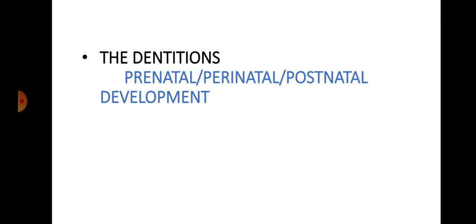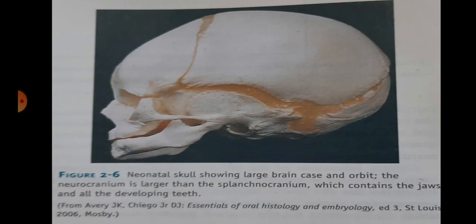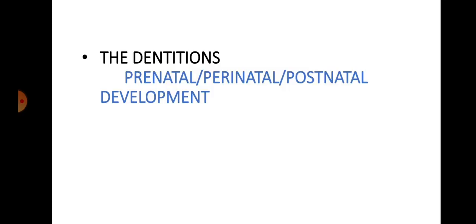Let's talk about the prenatal, perinatal, or postnatal development. The first indication of tooth formation occurs as early as the 6th week of prenatal life. That is, in the 6th week of prenatal life, you will get the evidence that the tooth is forming, when the jaws have assumed their initial shape.